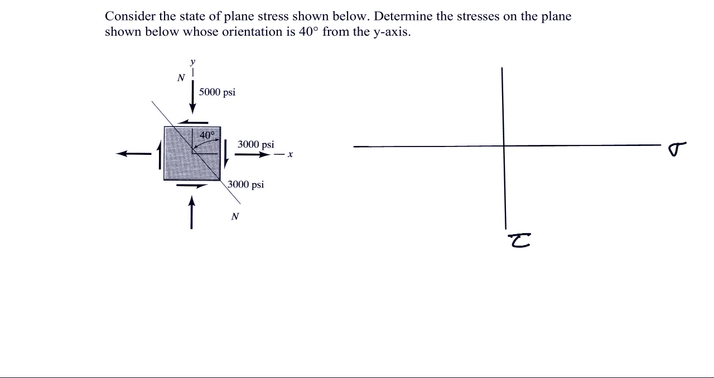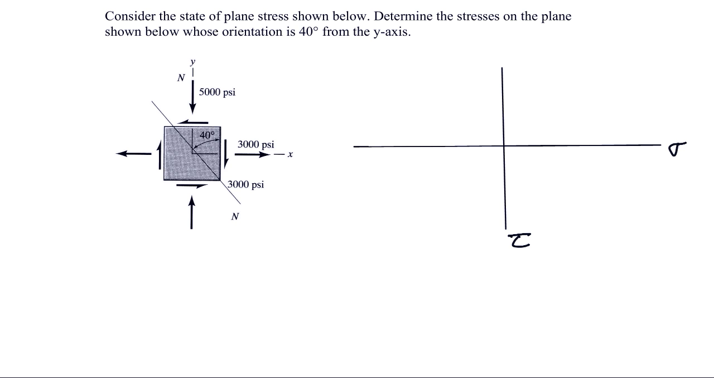In this example, we're given a state of plane stress, sigma x, sigma y, tau xy. And what we are asked to do is to determine the components of stress on a plane which is a 40-degree rotation from the y-axis as shown there in the figure. What I'm going to do first, before we actually do the calculations for the stress transformation, is construct the Mohr circle just so that we understand what sort of state of stress that we have.